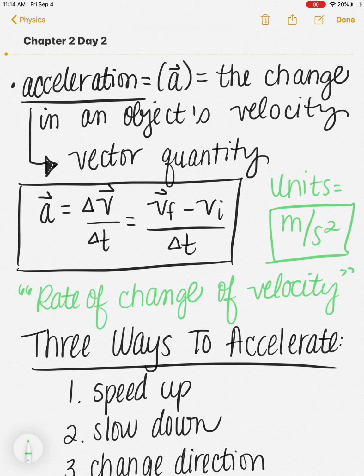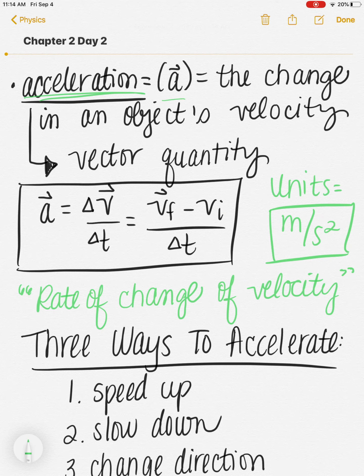Hello everybody. Today we are going to continue on with our discussion of chapter 2. Yesterday we distinguished between the difference of speed and velocity and defined both quantities. Remember, speed is a scalar, velocity is a vector. Today we focus in on acceleration.